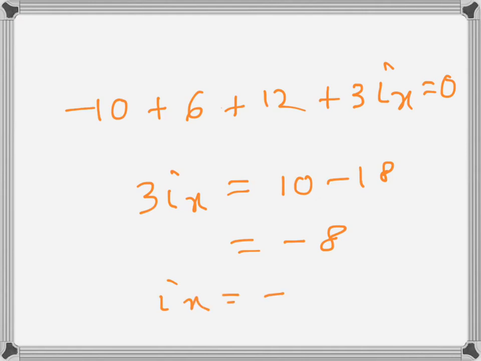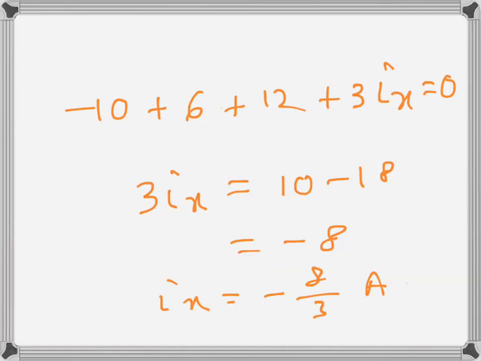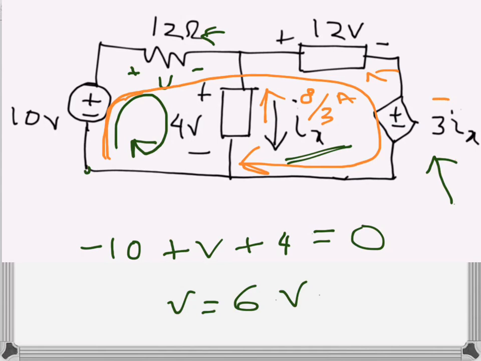Ix is minus 8 over 3 amps. So that's the value of the current in the other direction. Since it's negative, the actual current is in this direction and the value is 8 over 3 amps. And the voltage drop, of course, also becomes negative, so that's also in this direction, 8 volts. That's the value of the current dependent voltage source basically.